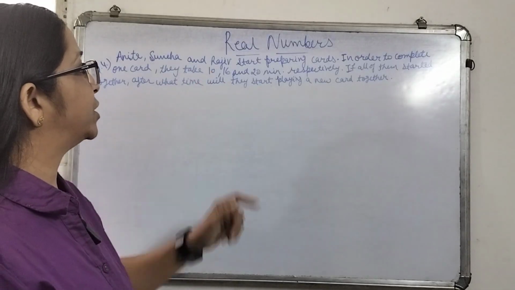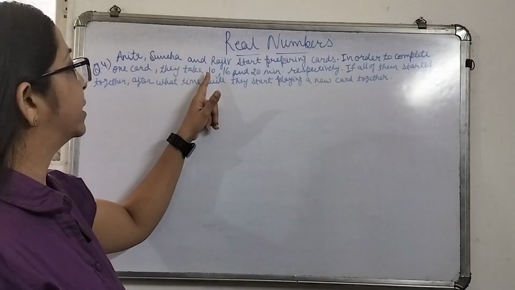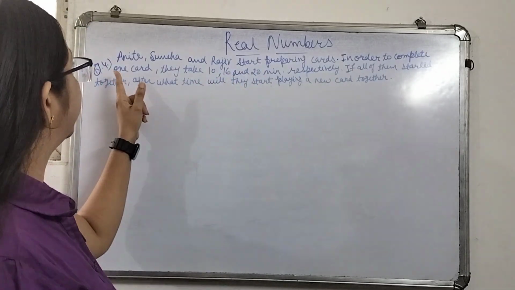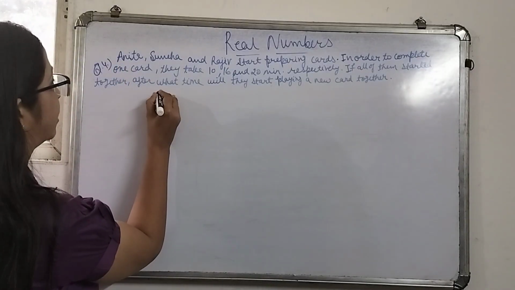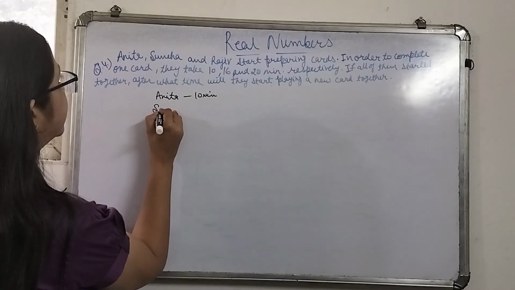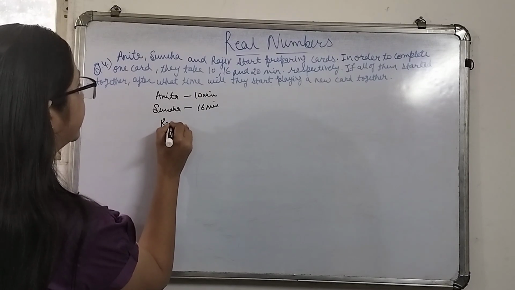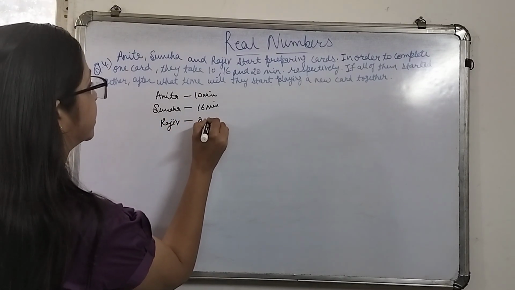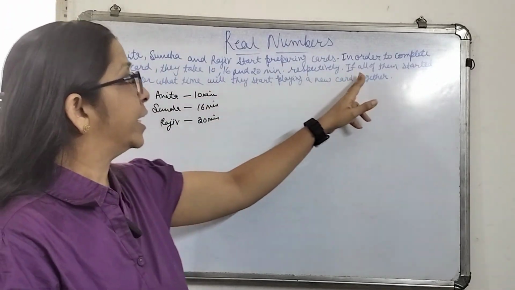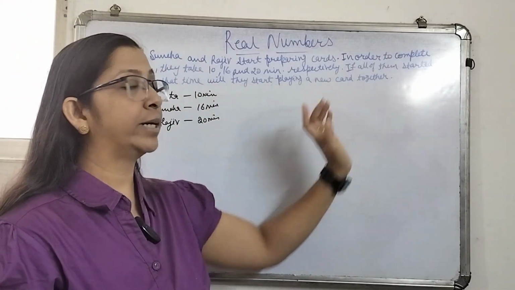Anita, Suneha and Rajiv start preparing cards. In order to complete one card, they take 10, 16 and 20 minutes respectively. That means in order to complete one card, Anita is taking 10 minutes, Suneha is taking 16 minutes, and Rajiv is taking 20 minutes. If all of them started together, after what time will they start preparing a new card together?